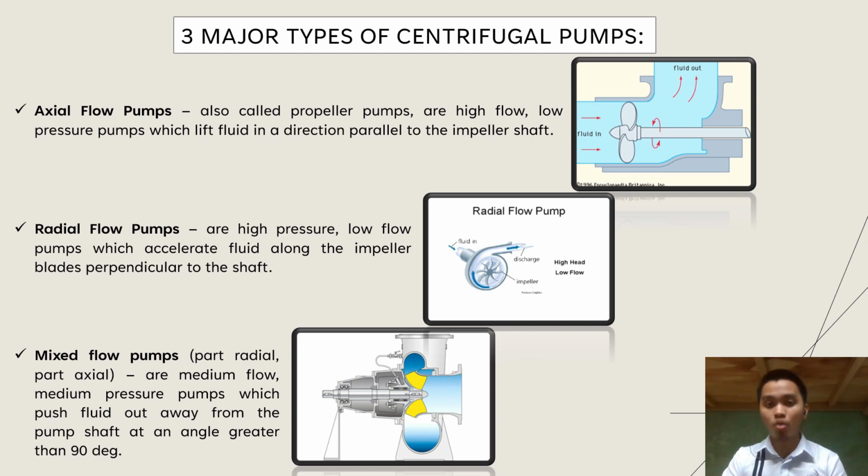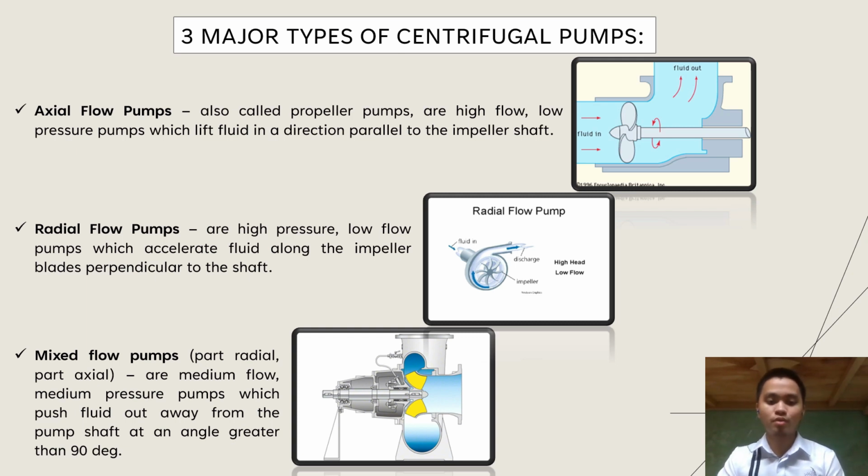Radial flow pumps are the opposite of axial flow pumps. They are high-pressure, low-flow pumps, which accelerate fluid along the impeller blades perpendicular to the shaft. The fluid handled leaves the impeller in a radial direction. The radial outward movement of the flow in the impeller causes higher centrifugal forces, which translate into higher discharge pressures, but typically smaller volume flow rates. They are commonly used for lift irrigation and drainage of agricultural lands, sewage applications, freshwater supply, and many more.